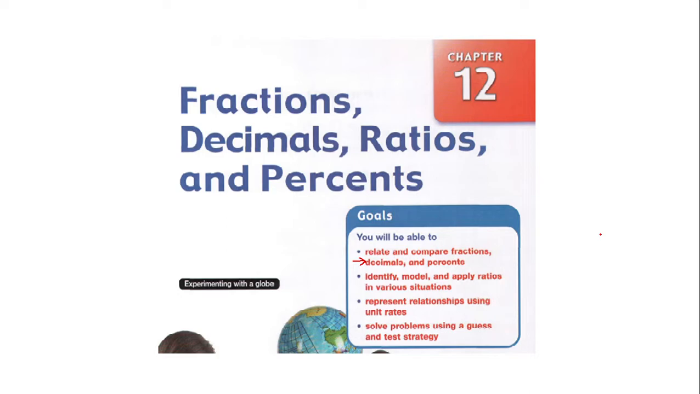You're going to model them in various types of pictures, number lines, and fraction strips, so that you're able to make use of them in a visual way. Next, we're going to represent relationships using unit rate. Unit is another way of saying one. So 1 unit would be 1 of something. If you buy 15 items and you want to know how much 1 costs, that would be known as the unit rate.